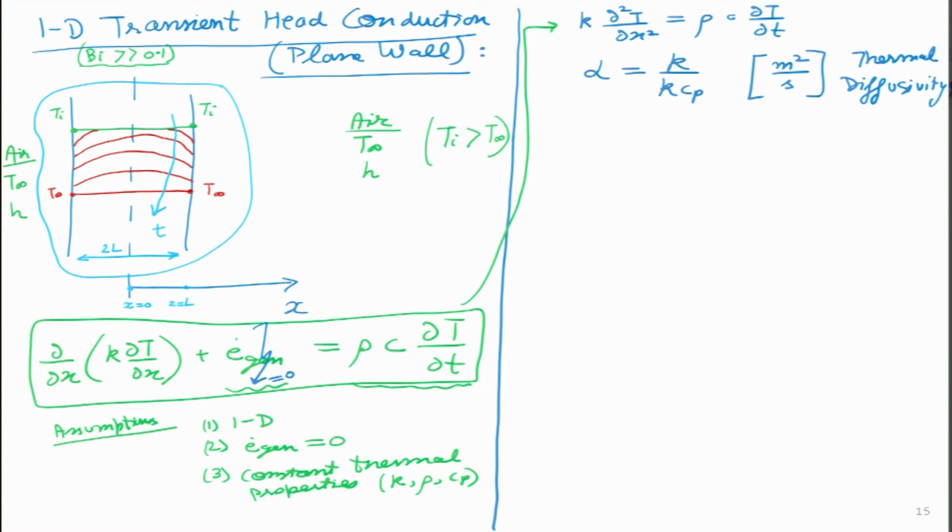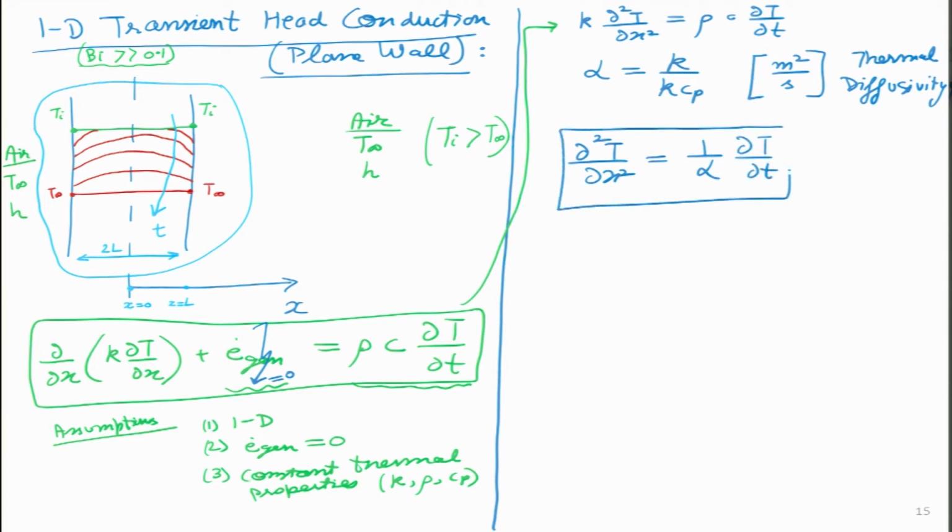So, if I do that substitution, what I will get is del square T by del x square is simply 1 by alpha del T by del t. So, this I will write over here with the border as my governing equation. Now, just by knowing the governing equation, I can't really solve it, because it is second order in space, because there is a term del square T by del x square, and it is first order in time because there is del T by del t. We need 2 boundary conditions and 1 initial condition.